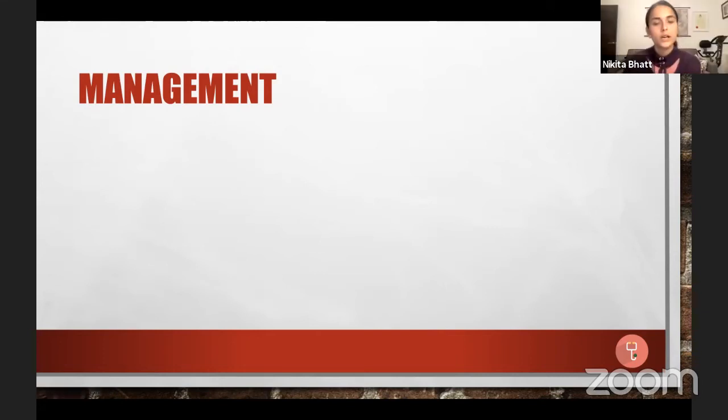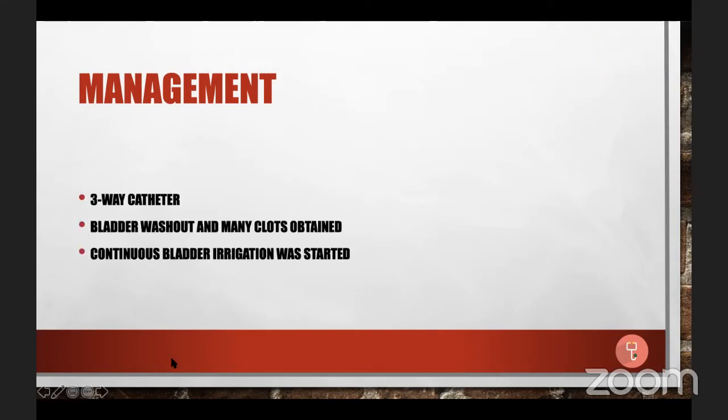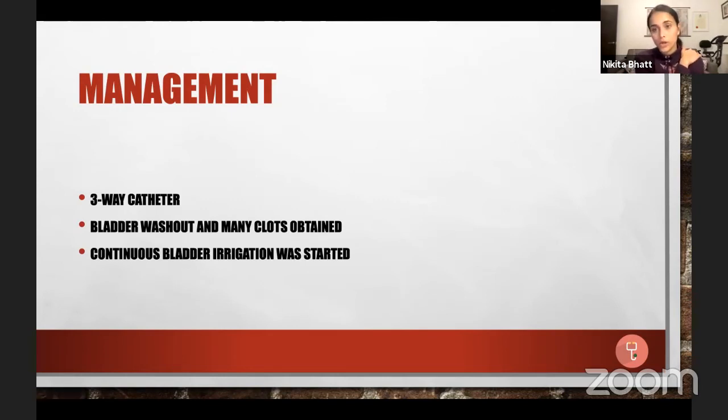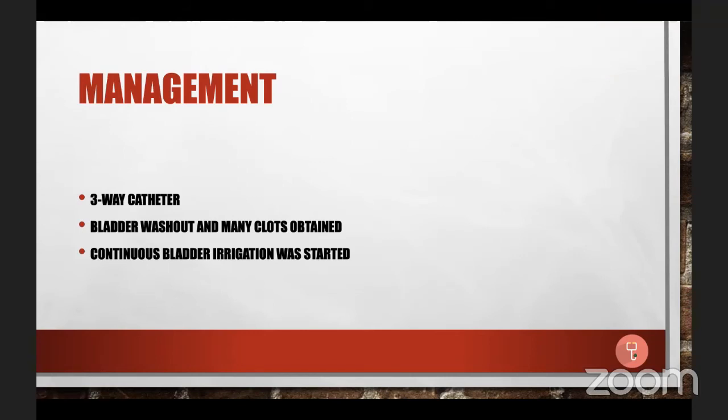Okay. So I think your next question was, what would you do next after the above investigations that we mentioned? Did someone already say 3-way catheter? Yeah. So I'm just going to show this then. A 3-way catheter and a bladder washout was done as you suggested, and we got lots and lots of clots out, and started the patient on continuous bladder irrigation. So fairly straightforward here. And then we already mentioned you start the patient on antibiotics because they've got an infection, and they have received 2 units of blood.